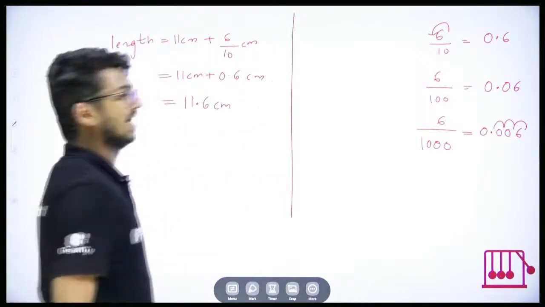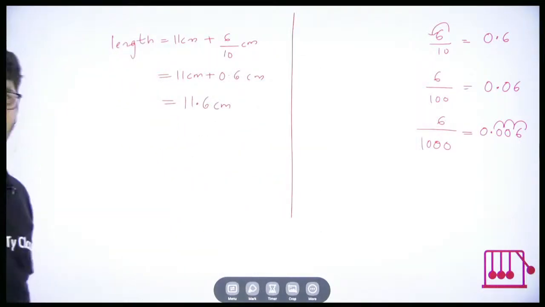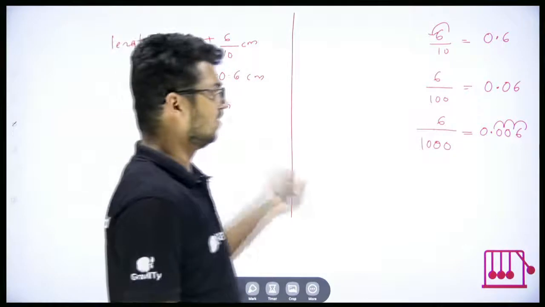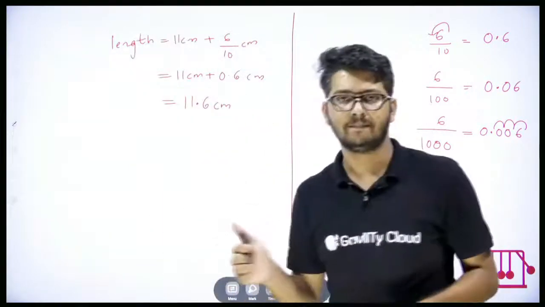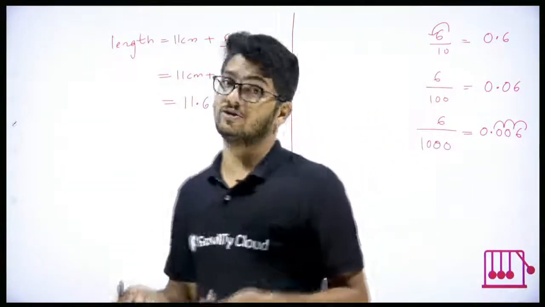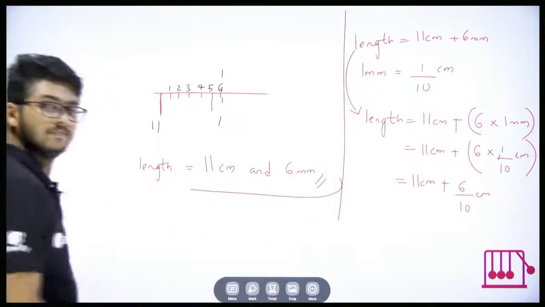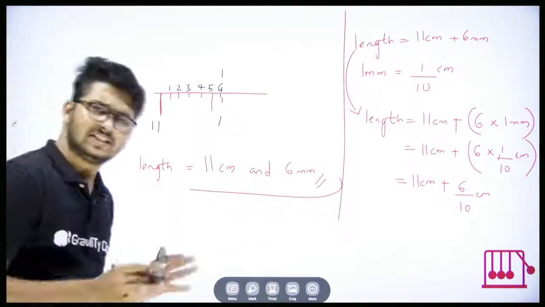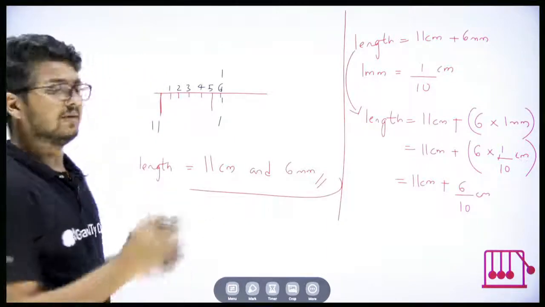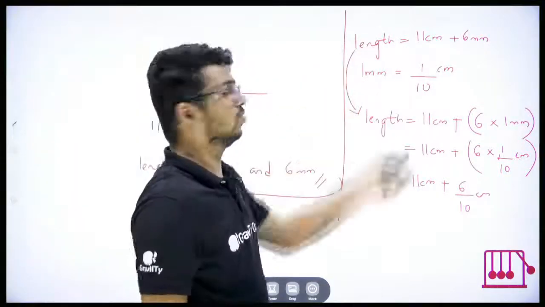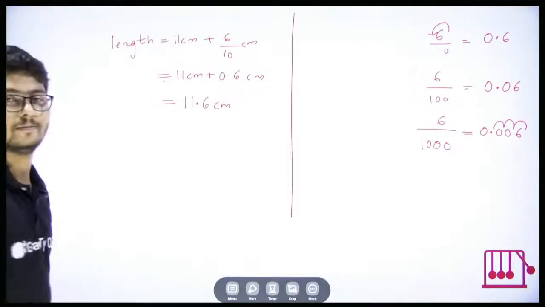I hope you have learned fractions and decimals in maths. If you have learned about decimals, this is very easy. If you haven't learned about decimals, that's also fine because you'll learn it. You can write the answer in this way. Okay, 11 centimeter and 6 millimeter, this is correct. But again, mathematically writing it down, you can do the calculation and you'll get this.